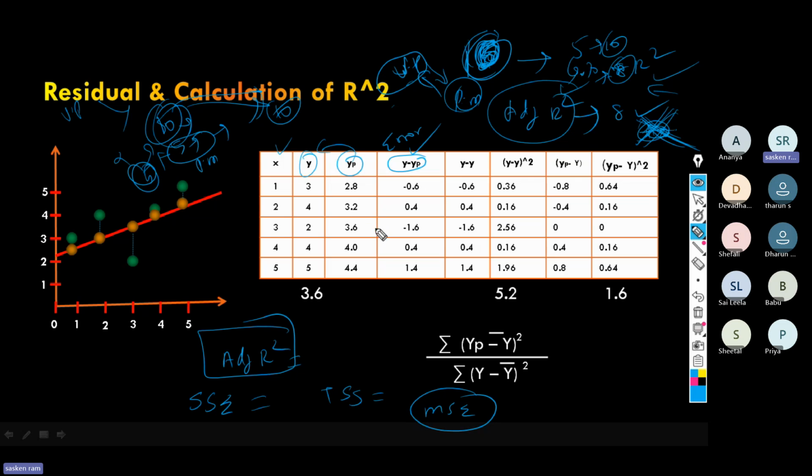Okay, in this case, y minus yp. There is some problem, right? Okay, let's go by this one here. So the actual minus predicted is the error. Okay, this is the error. Okay, we got the error.